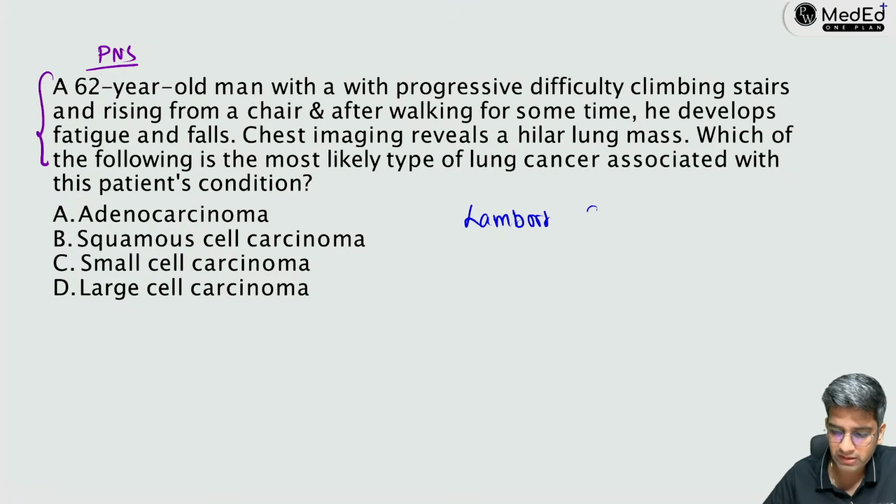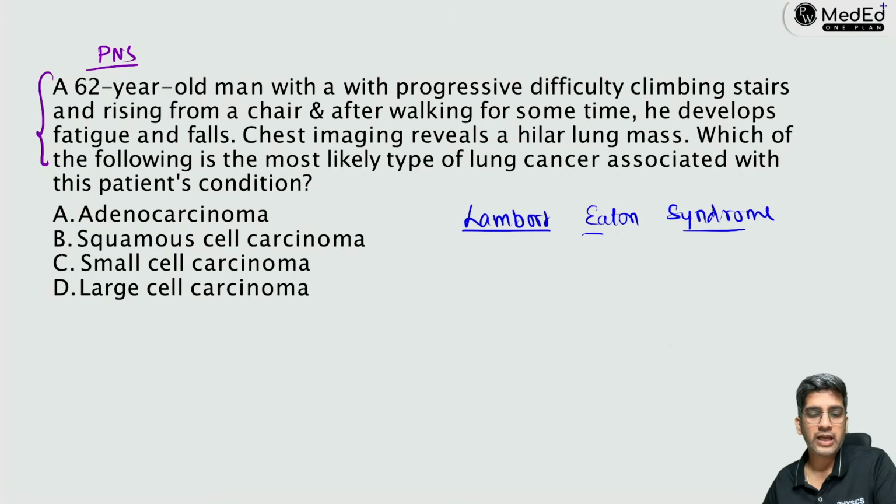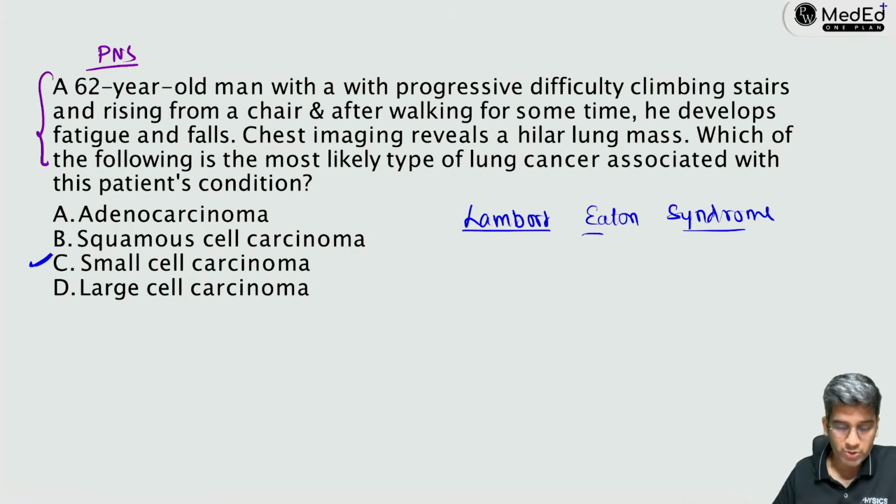Lambert-Eaton syndrome. It's a very, very classical example. Have you heard of them? LEMS, or Lambert-Eaton myasthenic syndrome. The primary feature is muscle weakness, a little bit of fatigue, and also dryness in the mouth. And it is related to small cell carcinoma of lung, right?